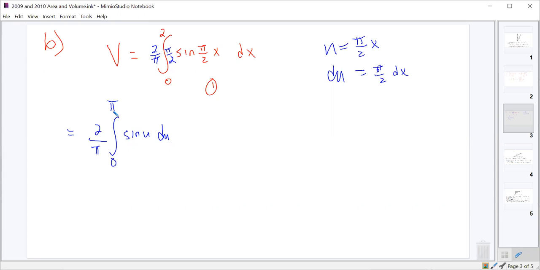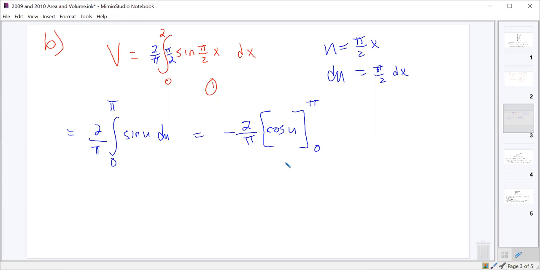Okay. And then you should have gotten, when you integrate sine u, you get negative cosine u, so negative 2 over pi cosine u. They would not require you to convert this back into terms of x, but if you did, that's fine. Just remember that if you convert it back into terms of x, you need to change these back to the original limits of 0 and 2.